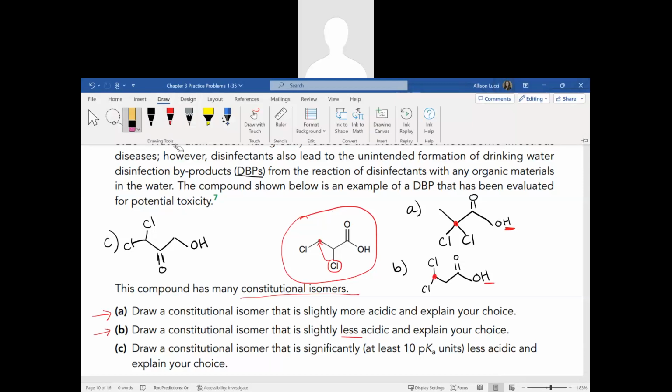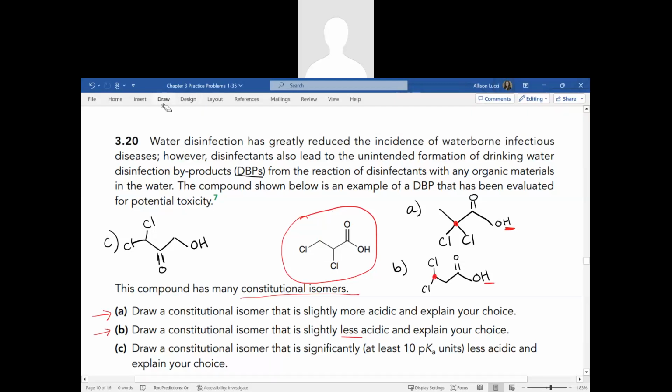So now let's take a look at our original structure again, and the type of functional group that we should notice here is a carboxylic acid. And if you recall from table 3.1, the pKa values are approximately 5 or lower, depending on how many electron withdrawing groups you add to these carboxylic acids. And we're asked in part C to draw a constitutional isomer that would be significantly less acidic, so at least 10 pK units.